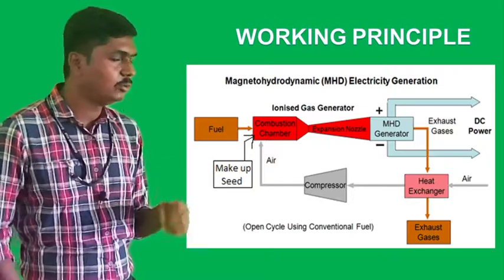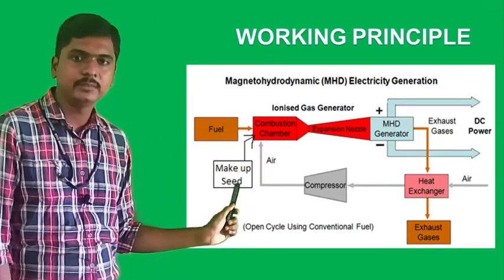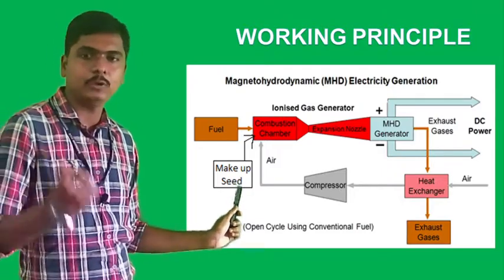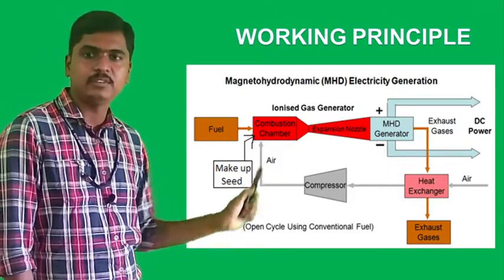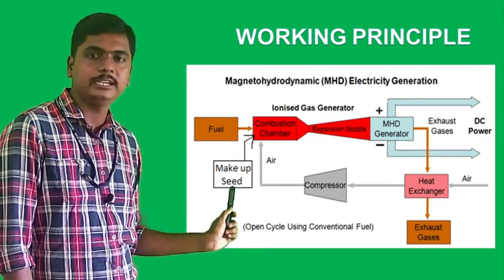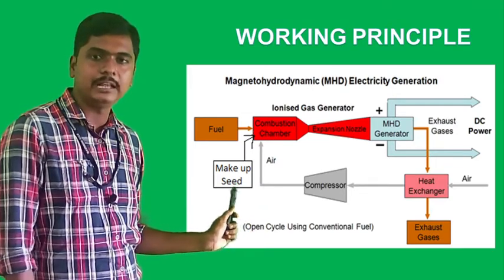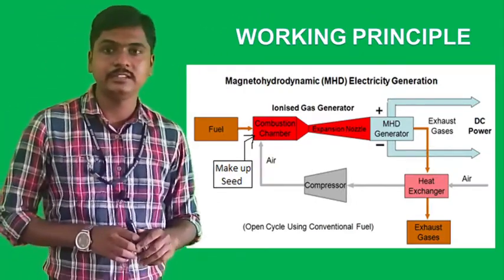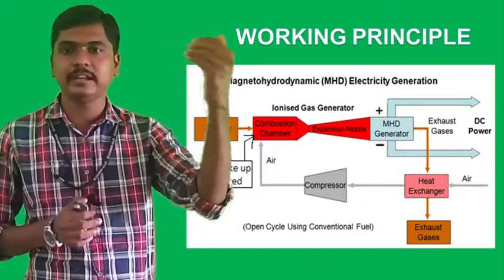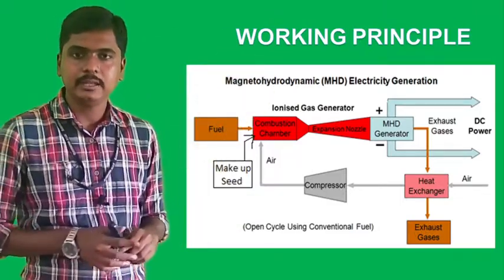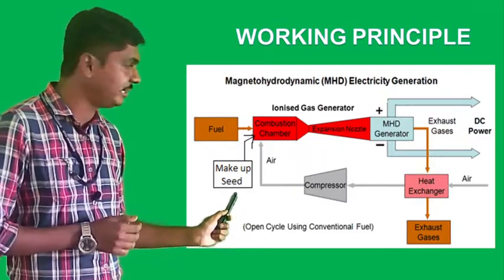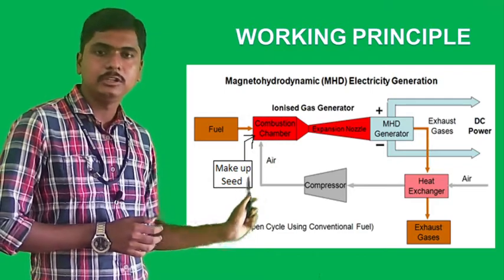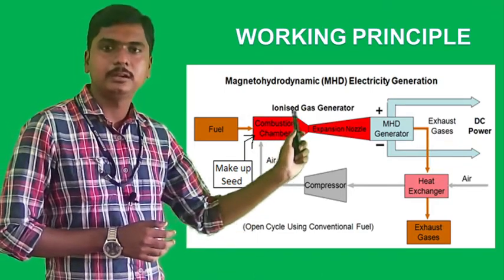In order to do that, we have to supply some seed material, like potassium or cesium, to the combustion chamber. What is the property of this seed material? This seed material will ionize the gases. What do you mean by ionization? It will break the gases into cations and anions. So the function of this seed material is to ionize the gas and ensure the gas is a conducting one.